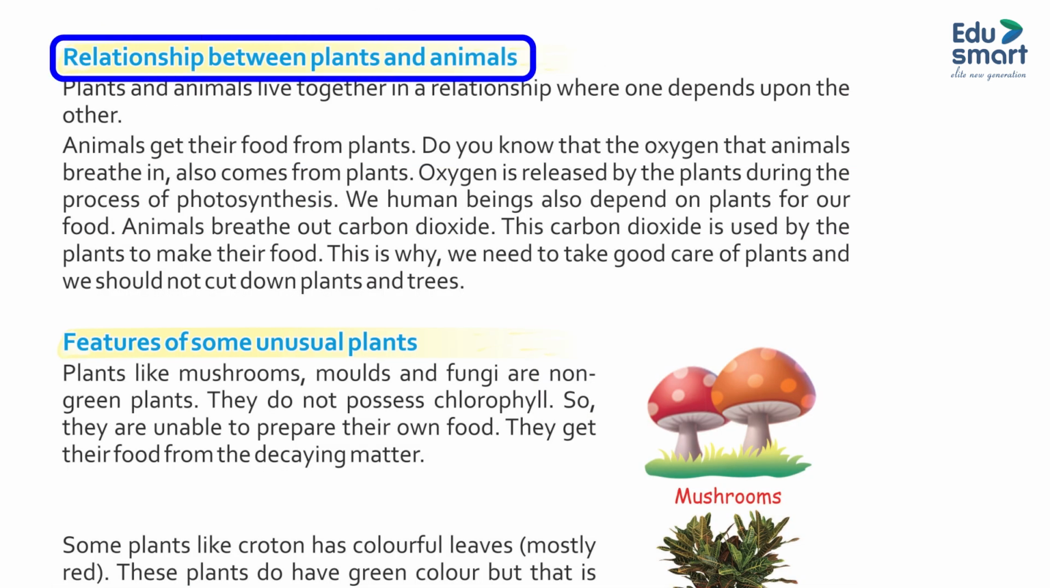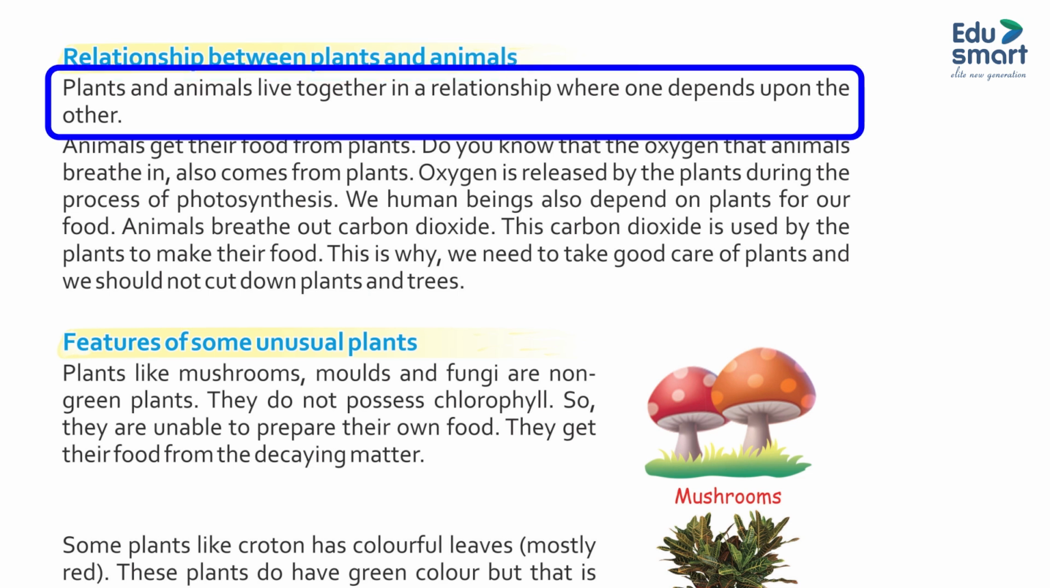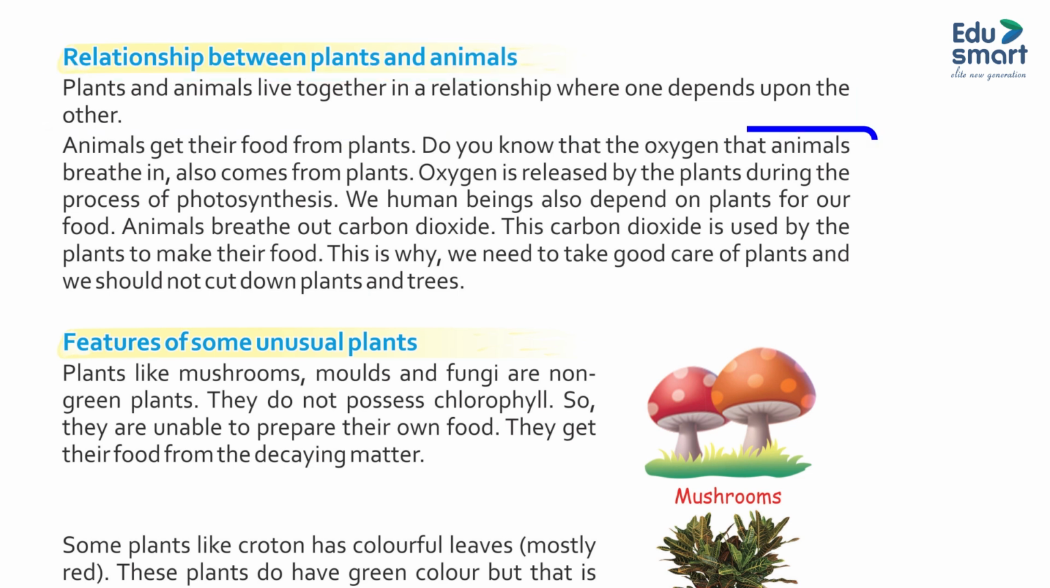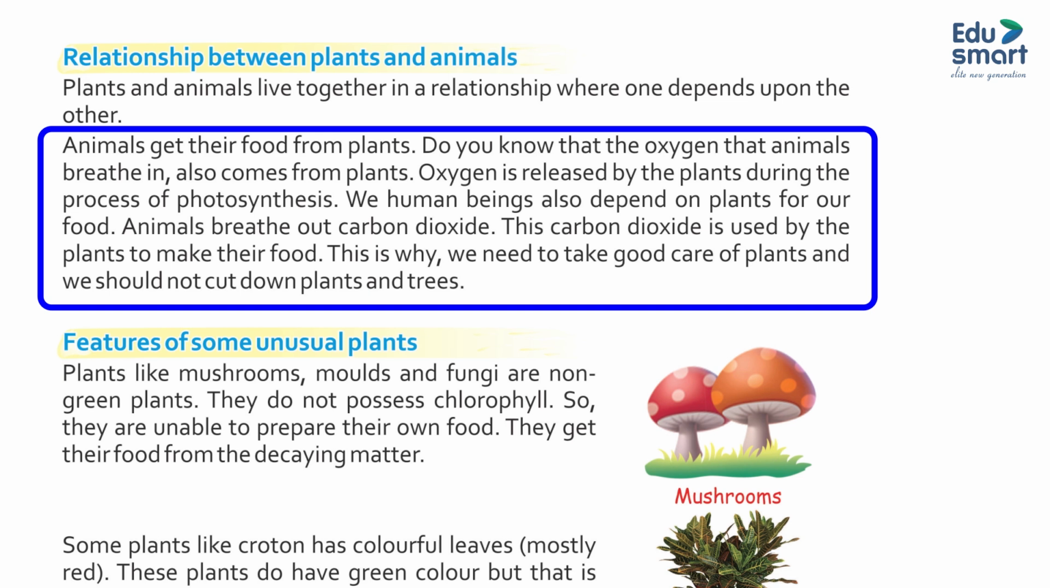Relationship between plants and animals. Plants and animals live together in a relationship where one depends upon the other. Animals get their food from plants. Do you know that the oxygen that animals breathe in also comes from plants? Oxygen is released by the plants during the process of photosynthesis.